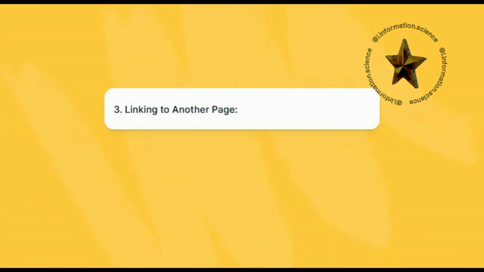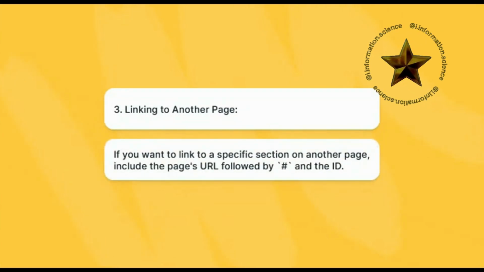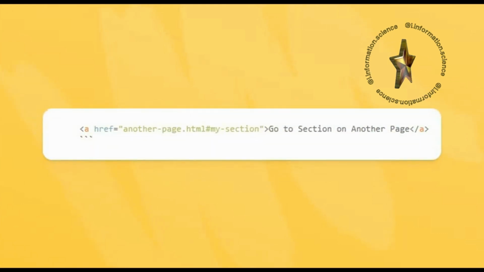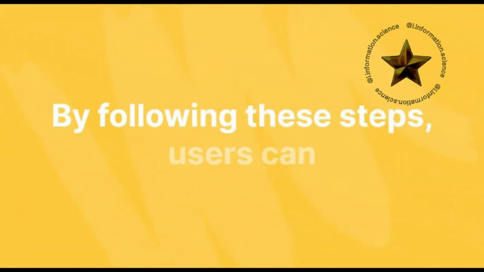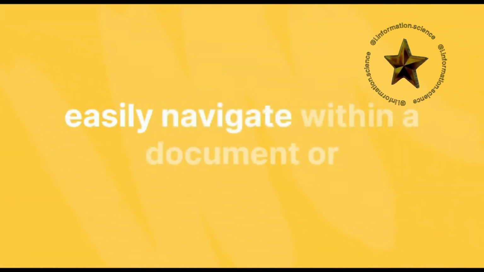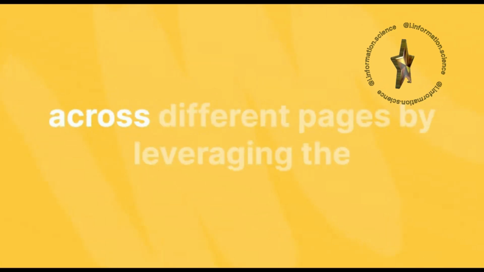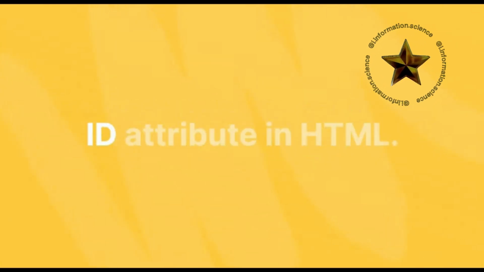3. Linking to another page. If you want to link to a specific section on another page, include the page's URL followed by # and the ID. For example, <a href="another-page.html#my-section">Go to section on another page</a>. By following these steps, users can easily navigate within a document or across different pages by leveraging the ID attribute in HTML.